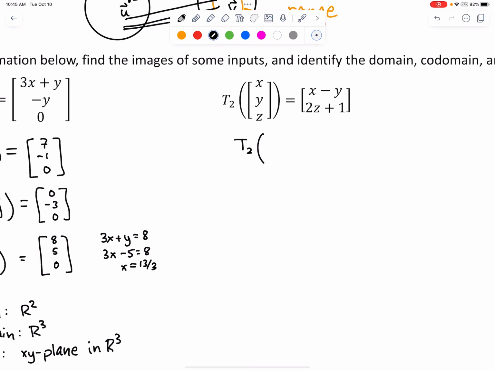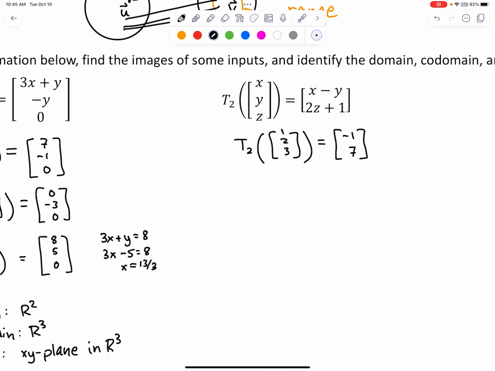This one inputs a 3-dimensional vector and outputs a 2-dimensional vector. So let's input the vector 1, 2, 3. So x is 1, y is 2, z is 3. Plugging that into our equations for the output vector, we get x minus y, that'll be 1 minus 2, or negative 1. And 2z plus 1 will be double the z coordinate, so 6 plus 1 gives us 7.